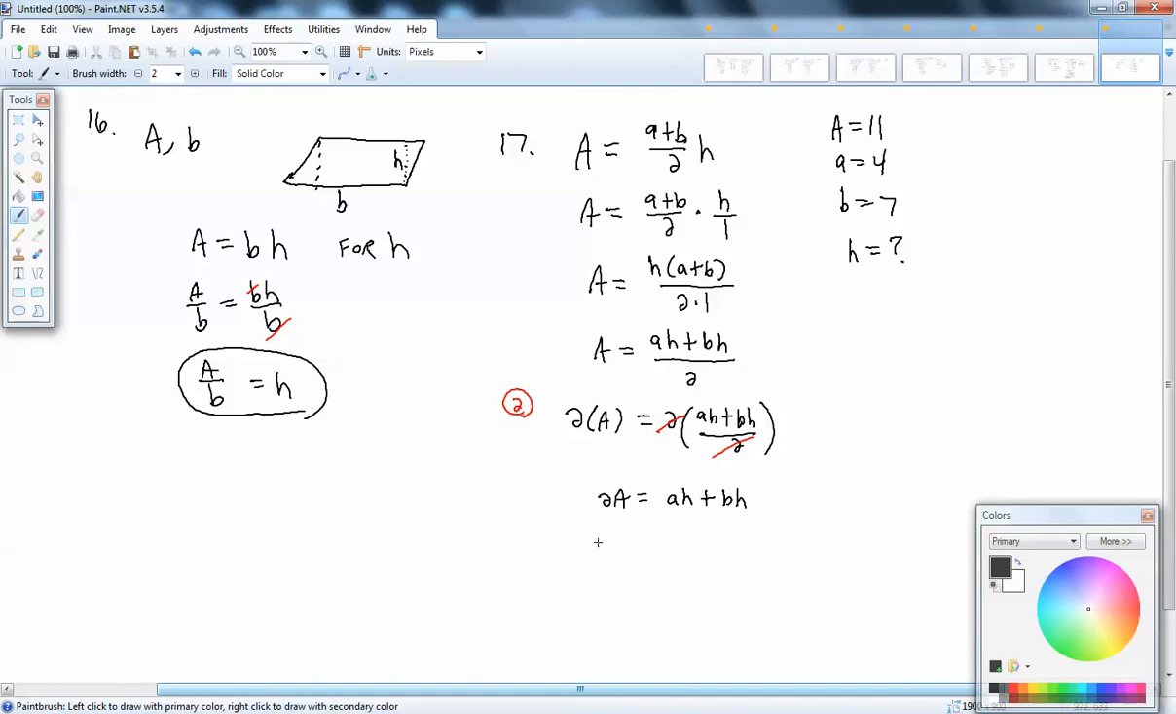Never mind. Step 3. Get everything with a variable we're solving for on one side, everything else on the other side. We're solving for h. Everything with an h is already over here, and everything else is over here. So that's done. When I say everything, I'm talking about terms.